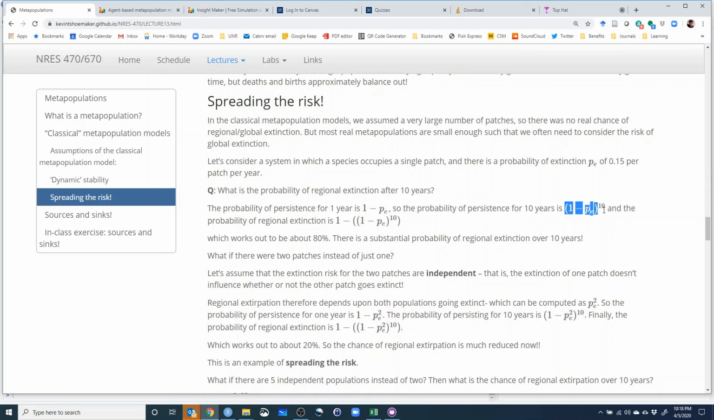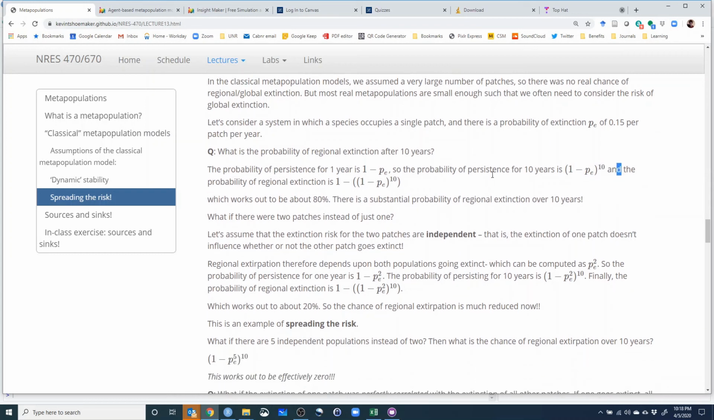the probability of persistence for 2 years is the probability of persistence times the probability of persistence, right? So it's the probability of persistence squared. Here, we're looking at the probability of persistence for 10 years. So that is the probability of persistence to the 10th power. And if we want to get the probability of regional extinction, we just have to take 1 minus the probability of regional persistence. And then we get this idea of this global extinction rate, which works out to be 80%.